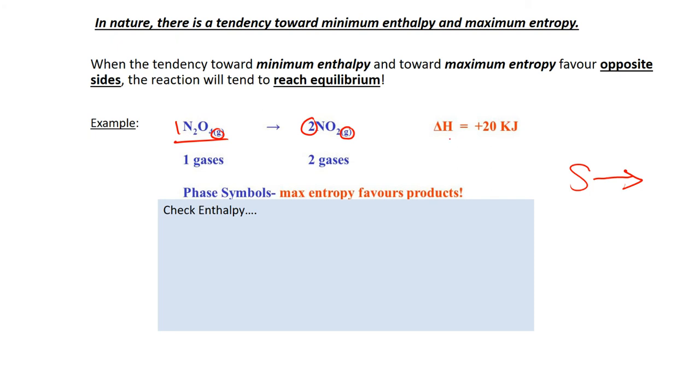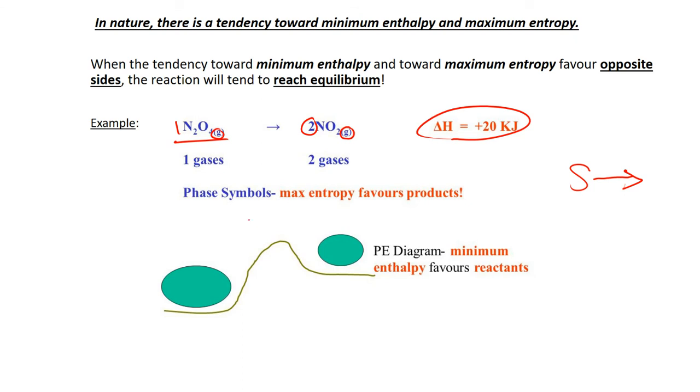Check enthalpy. Now notice this is a positive delta H. Positive delta H means endothermic. So enthalpy favors the reactant side. So we have enthalpy wants that reaction to be pushed towards the left. So we have entropy, S, which would like this system to only exist as products. We have enthalpy, H, which would like this system to exist only as reactants.